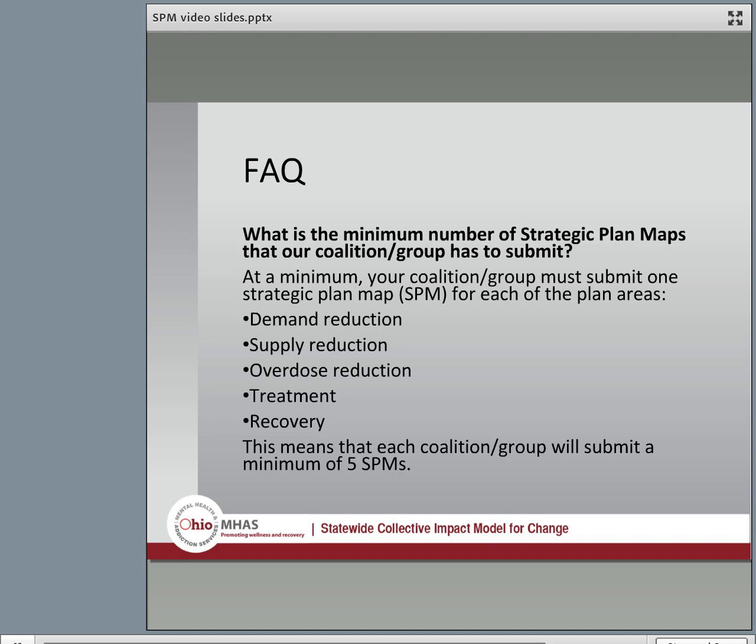To address each of your strategic plan maps and strategy proposal forms, we're now going to go over a few frequently asked questions. So, what's the minimum number of strategic plan maps that your coalition's community or group needs to submit? For this initiative, at a minimum, your coalition or group must submit 1 strategic plan map for each of the plan areas that we discussed before: demand reduction, supply reduction, overdose reduction, treatment, and recovery. This means that at a minimum, you will submit 5 strategic plan maps.